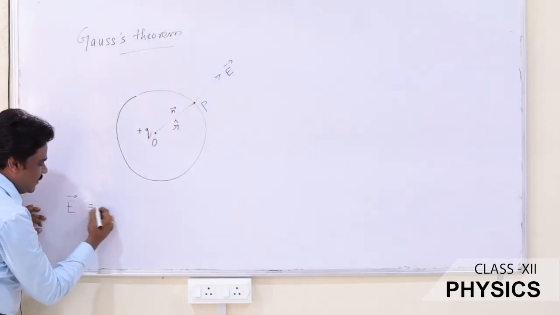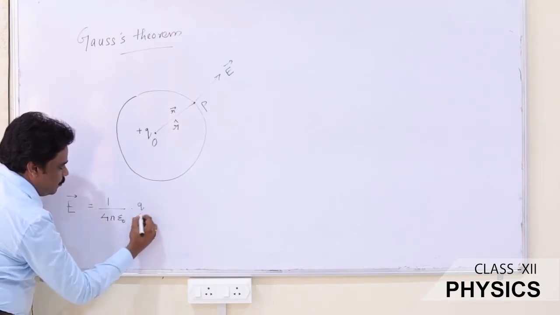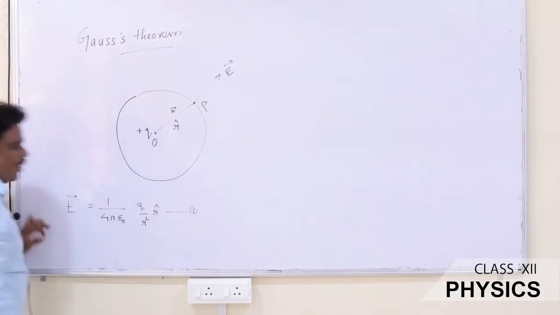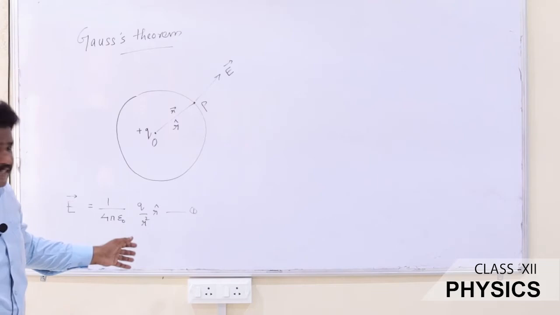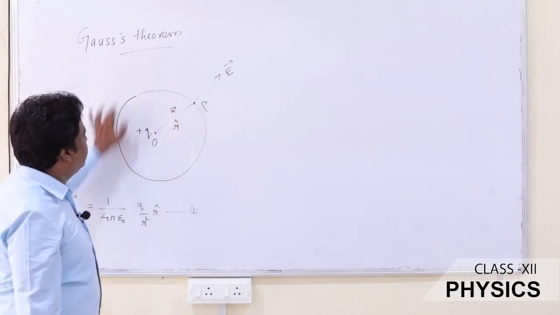E vector is equal to 1 by 4 pi epsilon naught Q by R square R cap. Mark it as equation number 1. I am writing in vector form. Now our aim is to find what is the flux linked with the sphere.